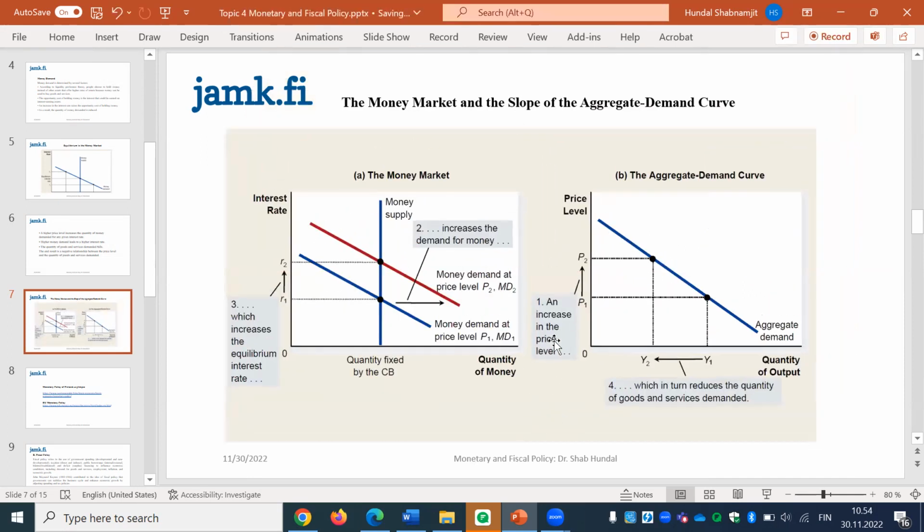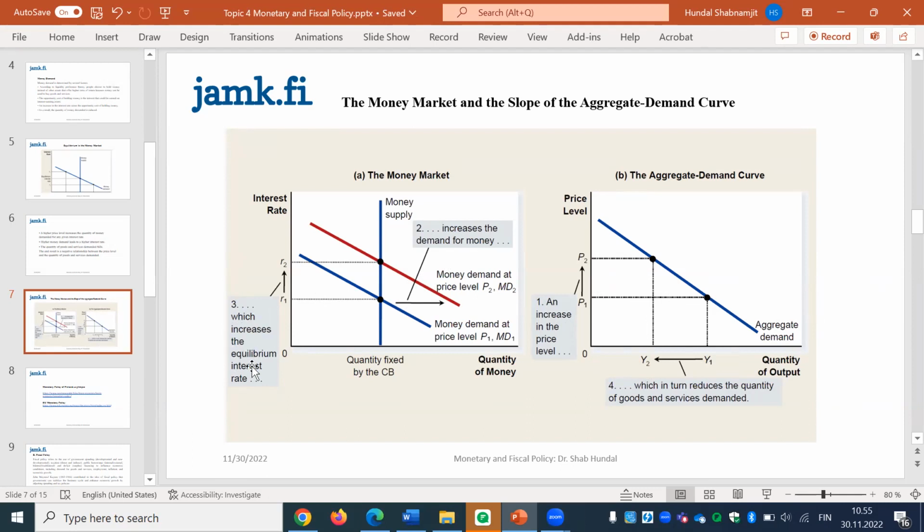Where the problem starts is an increase in the price level. When the price goes up, what happens? We studied in the law of demand: when the price goes up, the demand goes down. At low price P1, the demand was Y1, but at a higher price P2, the demand is lower, Y2. An increase in the price level, number 2, increases the demand for money. As a result, the demand for money goes up. And when the demand for money goes up, there is an increase in the equilibrium rate of interest.